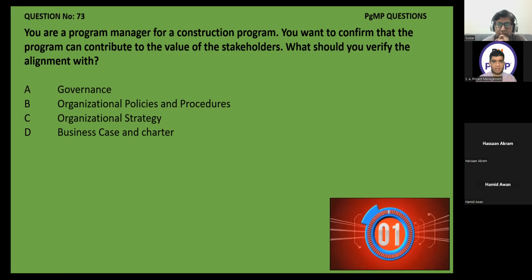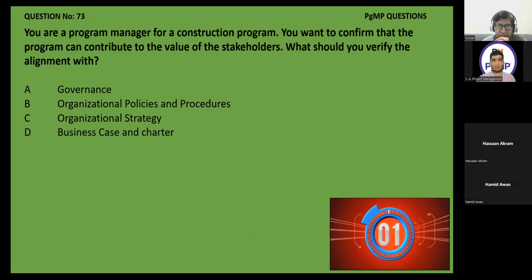Hassan Sahab, can you read the question, please? Okay. What should you verify the alignment with? You are a program manager for a construction program. You want to confirm that the program can contribute to the value of the stakeholder. The options are governance, organizational policies and procedures, organizational strategy, and business case and charter.